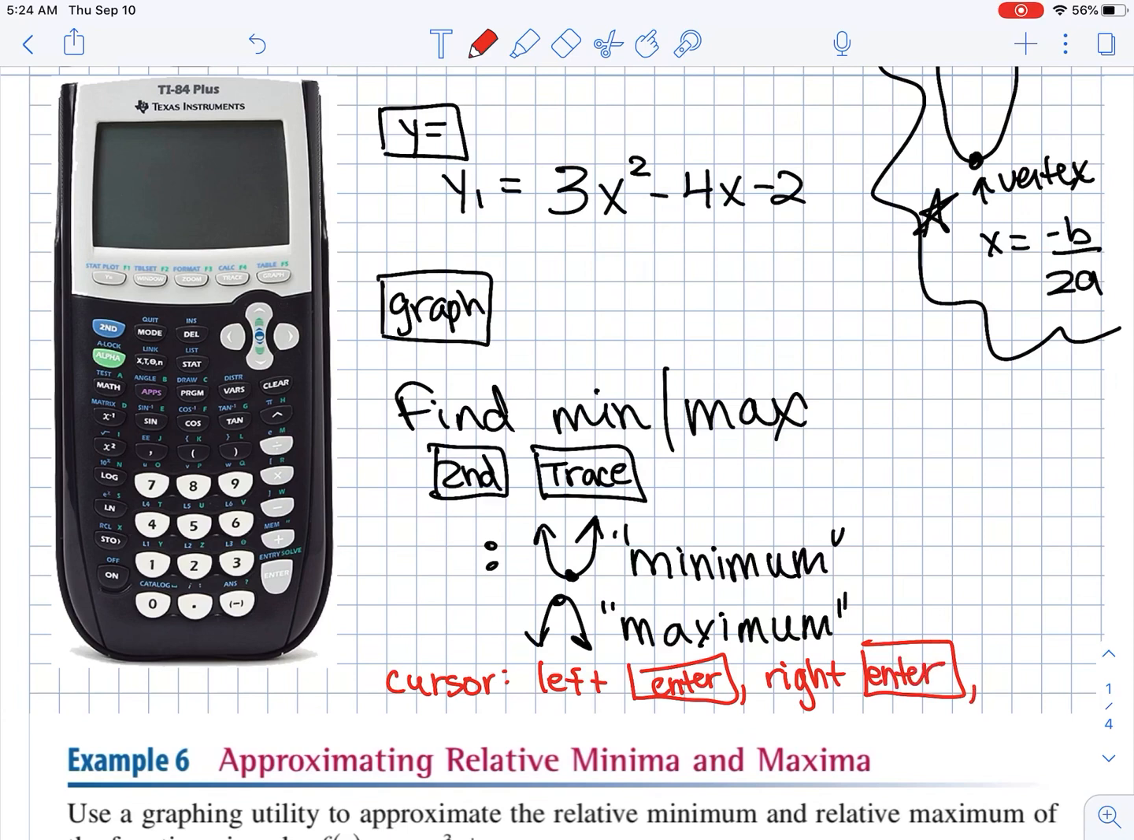And then when it says guess, you're going to hit enter. And when you hit enter that third time, it will literally tell you what the maximum or minimum value is. It's awesome. Okay, practice it and we'll go over that in class as well.